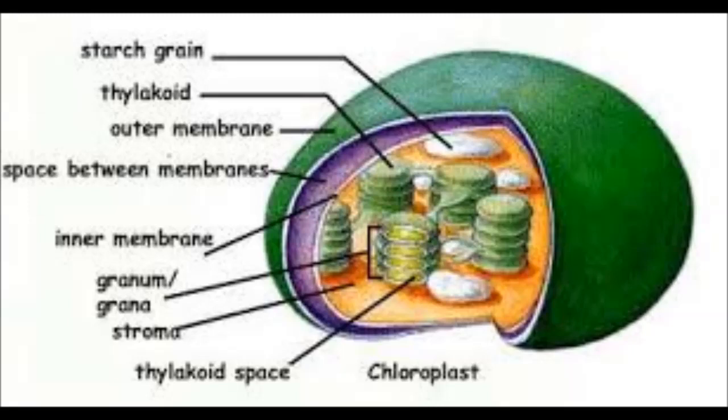Now after this, let us see about the next cell organelle, that is called plastids. Let us see the structure of plastids, how they look. So these plastids are double membrane discoid structures found only in the plant cells. Do remember, plastids are found only in plant cells. They are absent in the animal cells.